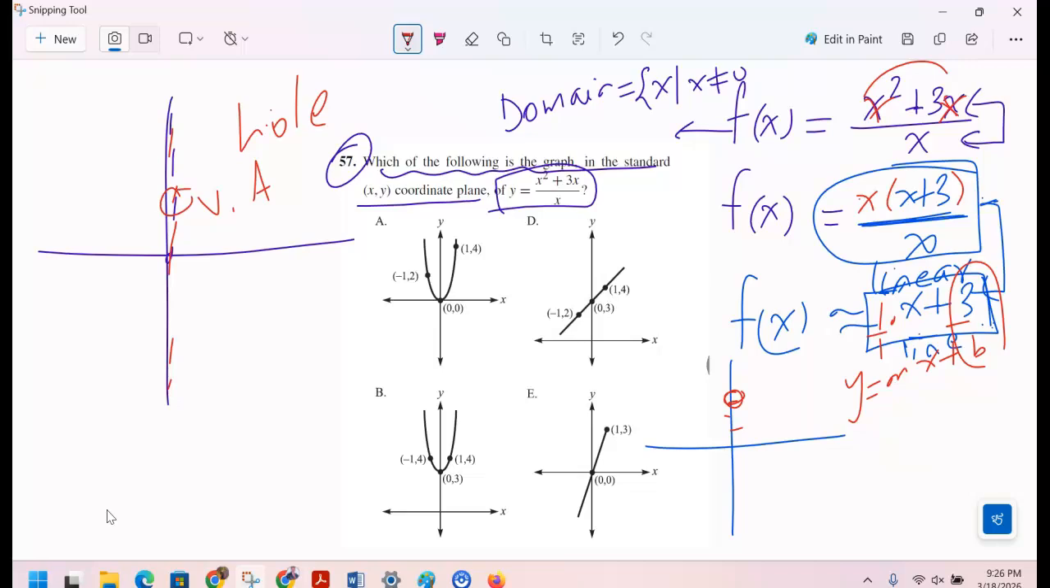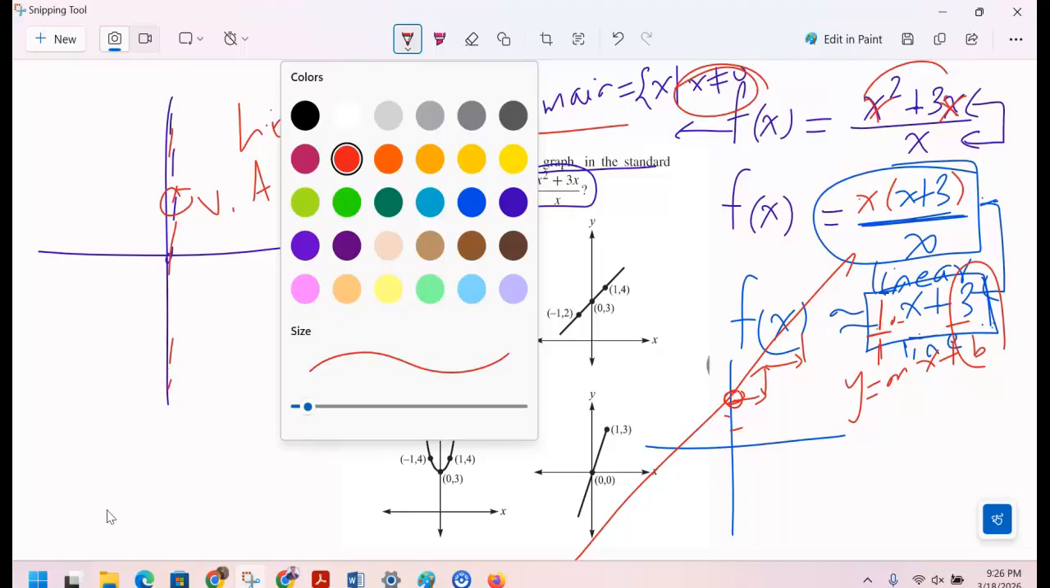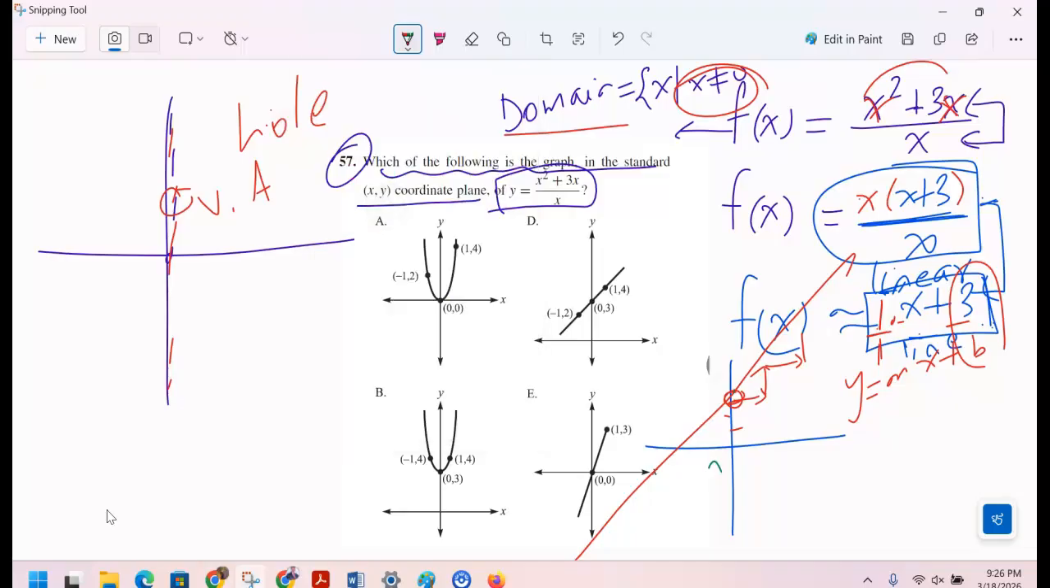But the only thing is, x cannot be 0, right? Remember, the domain means x cannot be 0. The slope is 1 over 1, so you go 1 to the right, 1 up, 1 to the right, 1 up. So there is a line like this. But when x is 0, this has to be empty. That has to be a hole here.